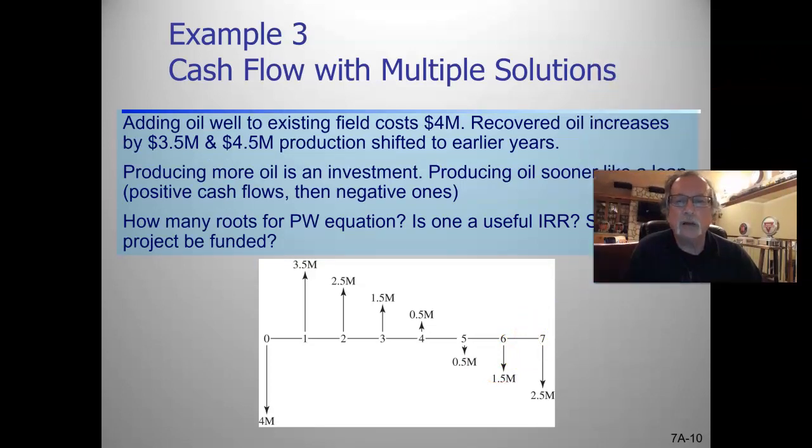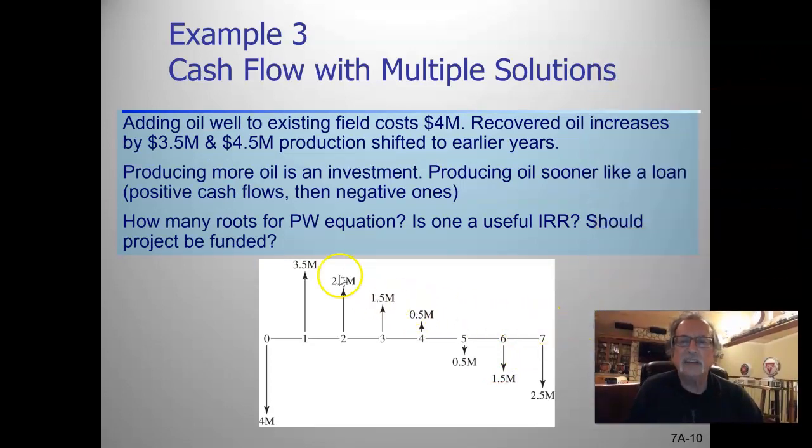Now we can look at another problem. We have this series of cash flows. We have potentially two roots to this equation. So basically we drill a well, an infill drilling well. It accelerates production. So incrementally we make more money sooner at the cost of making less money later. Now the question is how many roots for the present worth equation? Potentially two. Is one a useful root? Should the project be funded?